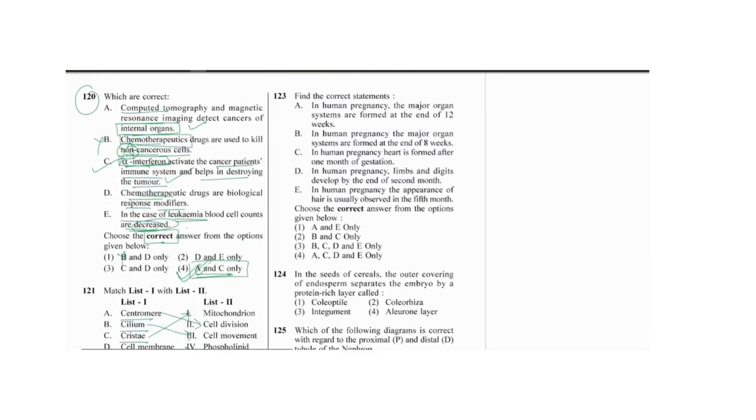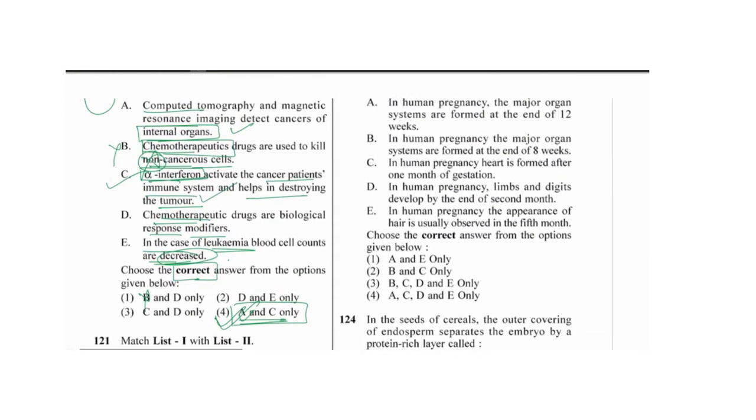Okay, the next is the correct sequence we have to find out. In human pregnancy, the major organ systems are formed at the end of the 12th week. So at the end of the 12th week we see the formation of the major organs. Okay, so that is correct. In human pregnancy, major organs, this is the complete paragraph given in the Human Reproduction chapter for the pregnancy stages, the 9-month pregnancy. So which organ will form in which stage, in which month or the first or second trimester, you have to learn all this. I will share the complete slide in the description box, so it will be easy for you to learn it.